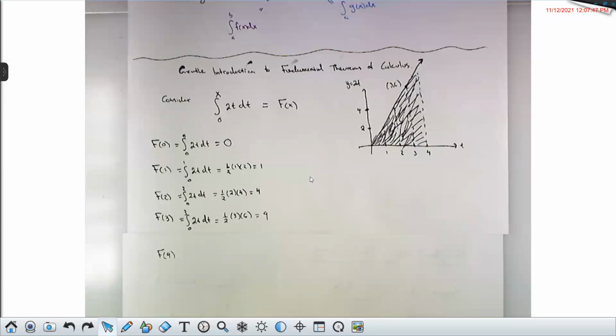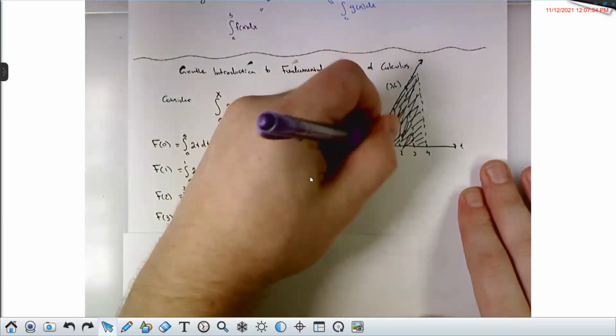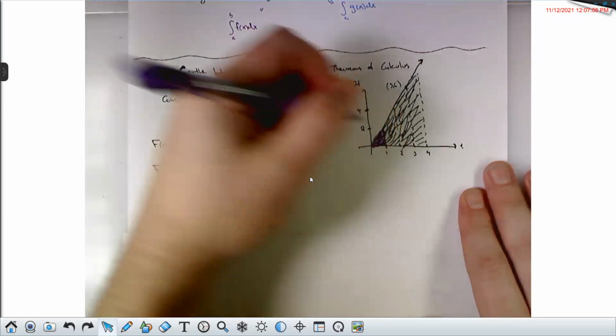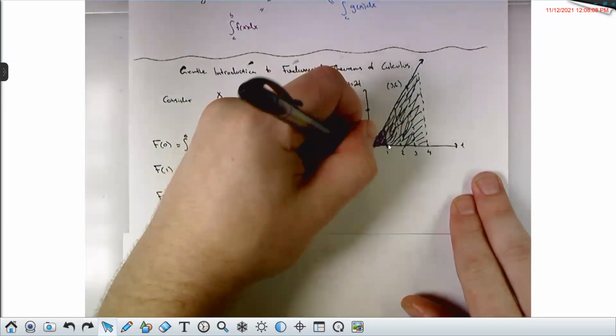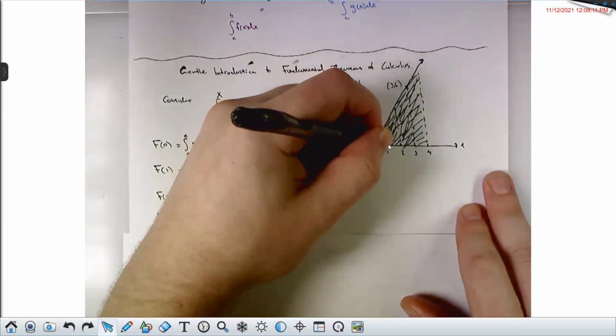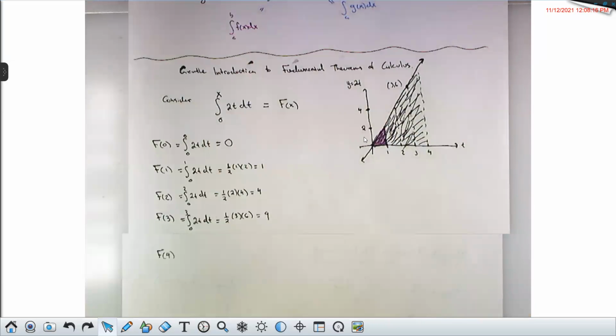I'm thinking about this triangle. The triangle that I've just reshaded as purple here. This is the graph y equals 2t, and I want to integrate from 0 to 1. So that means I'm trying to find the area under the line y equals 2t from x equals 0 to x equals 1. So that's this triangle. And the area of a triangle is 1/2 base times height. So that's 1/2 this base, which is 1, times this height, which is 2. Feel okay?